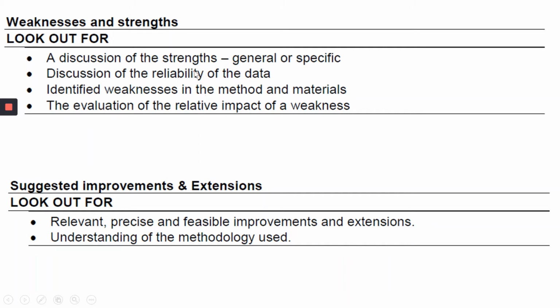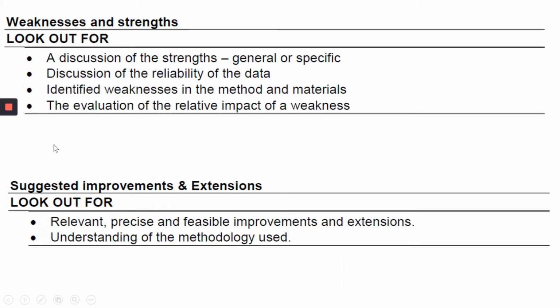You talk about the reliability, like we just mentioned with the SD error bar, and identify a weakness in terms of method and materials. The materials part is another thing that a lot of students overlook. For example, say your experiment involves measuring the change of mass of gelatin. Because the gelatin is so small, the change of mass is very small. Think about the equipment you use: if your electronic balance can only read up to one decimal place, compared with another electronic balance that can read up to three decimal places, which one is better? So you need to talk about the choice of equipment, and the accuracy and precision of your apparatus.